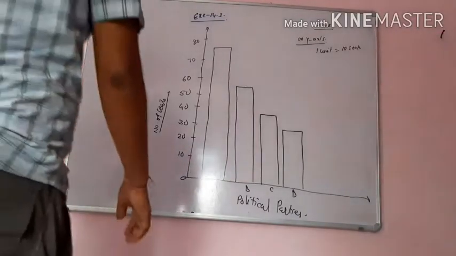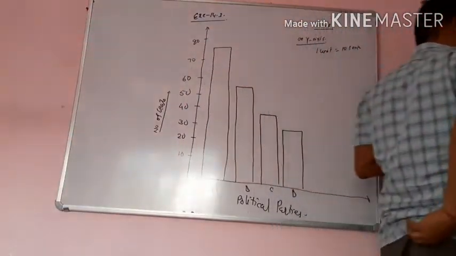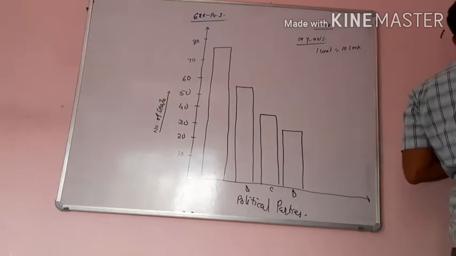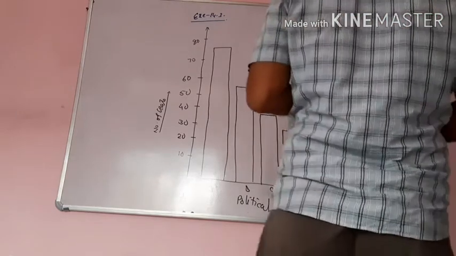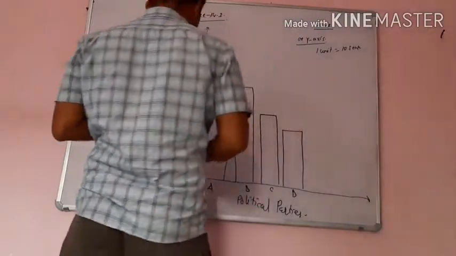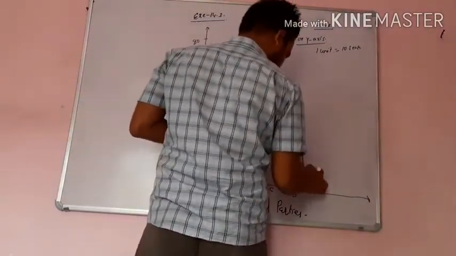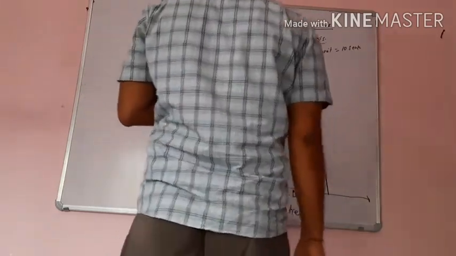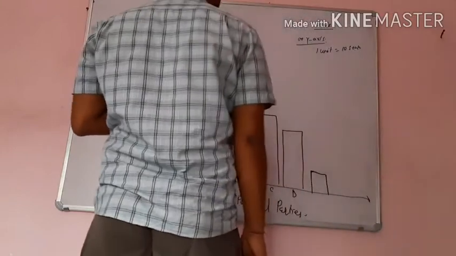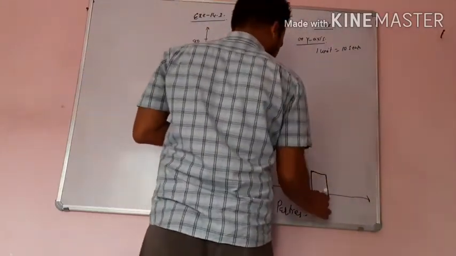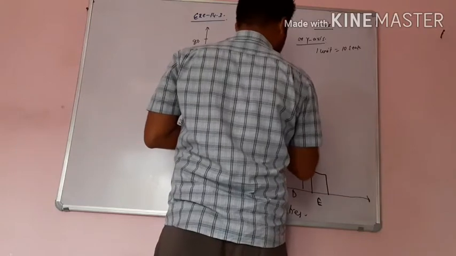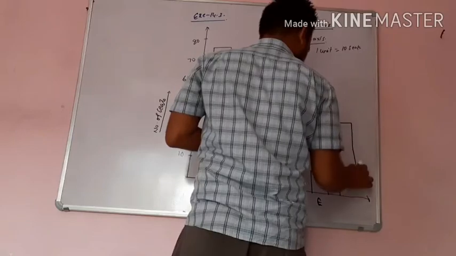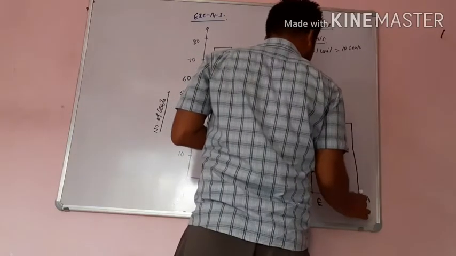Now moving on, political party E. We will see how many seats political party E has won. Here it will be 10. Now political party F has won 37 seats, so it is E, and for F, political party F has won 37 seats.